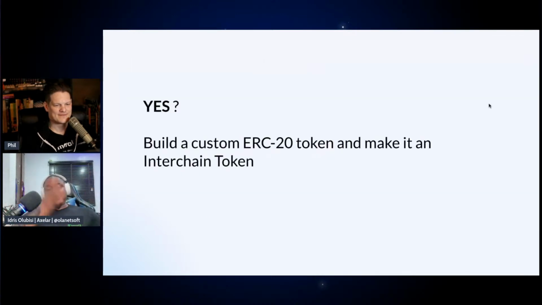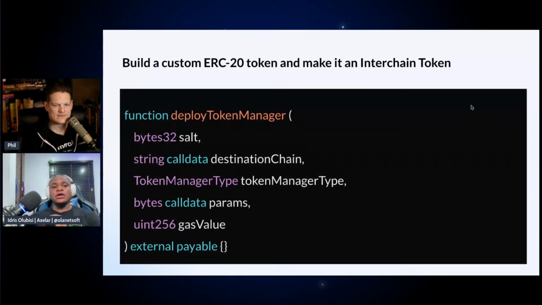So for the first option, which is yes, to build your own custom token and then make it an Interchain token. I mentioned before that there's going to be the token manager that gets deployed when you create a new interchain token. But if you already have a custom ERC20 token and you want to make it an interchain token, what do you need to do? The focus here should be you deploying a token manager, and you deploy a mint and burn token manager that takes in the salt. This is going to be unique for this particular token.